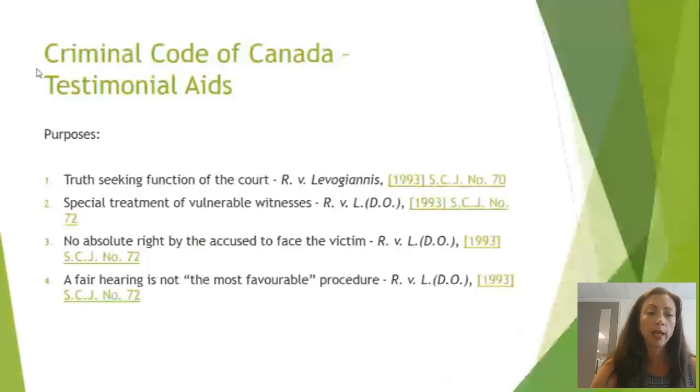In a sense, testimonial aids indeed provide more of an even playing field, because children, as indicated, can be more susceptible and intimidated by the formalities of the court proceedings. The second purpose identified by our courts is that there needs to be special treatment of vulnerable witnesses. And Criminal Code provisions identify vulnerable witnesses as children, and in some contexts, specifically under the age of 18, but also other vulnerable individuals, including individuals that are able to demonstrate or indeed have a developmental deficiency such that they are more vulnerable.